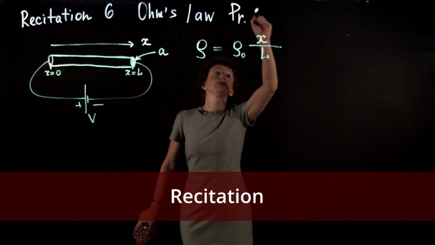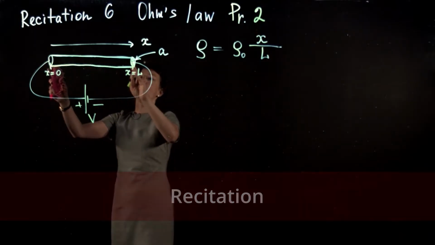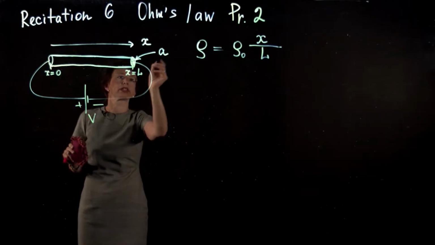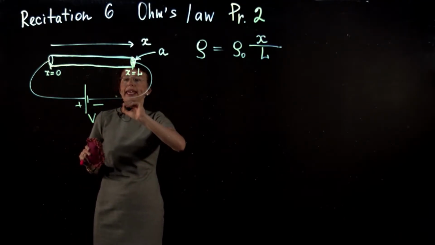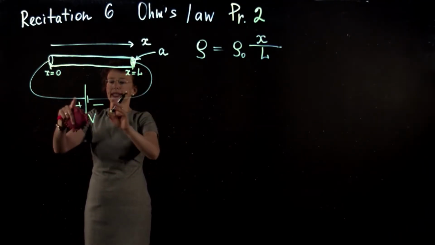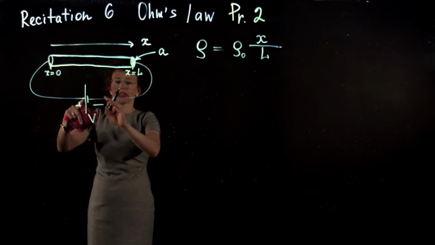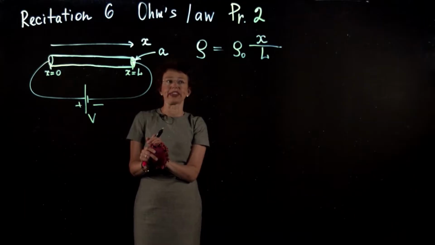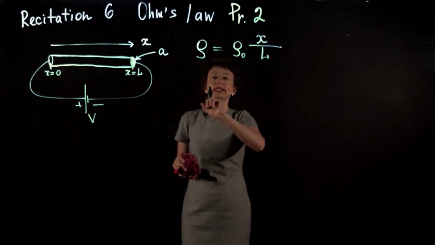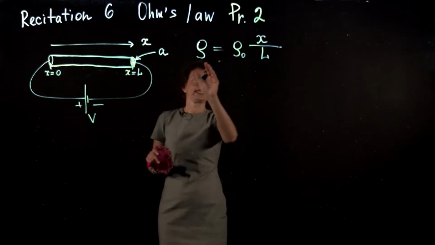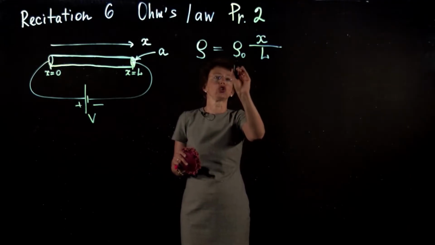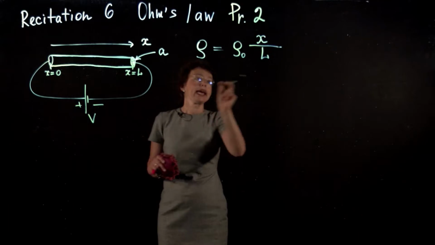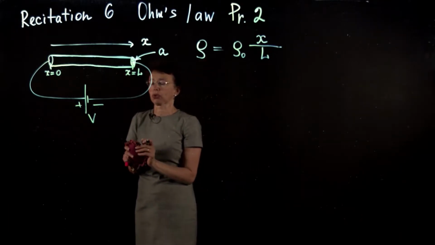For problem 2, we will have the same wire as in problem 1. The length of the wire is L, the cross-sectional area is A. This wire is connected by ideal wires with zero resistivity to a battery of given voltage V. The resistivity of this wire is changing according to rho naught, that is constant, times X, that is a variable, divided by L, length of the wire.